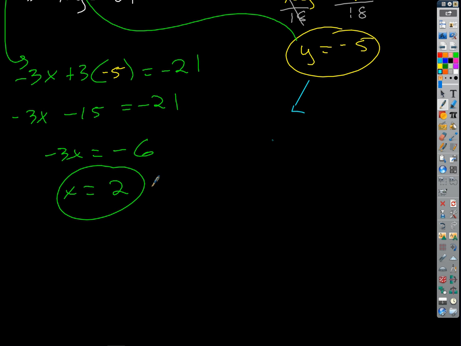I've got the ordered pair, x is 2, y is negative 5. We could plug it back in, right? On a test, we'd plug those back in for sure and see if we did it right before we hit submit. Okay?